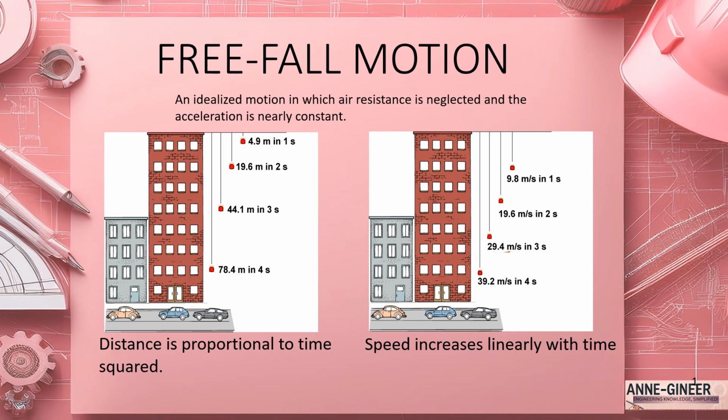Free fall motion is an idealized motion in which air resistance is neglected and the acceleration is nearly constant. This means that in free fall motion, the distance is proportional to the square of time, or the speed increases linearly with time. So as an object falls from a certain height, its speed increases linearly as it goes down.